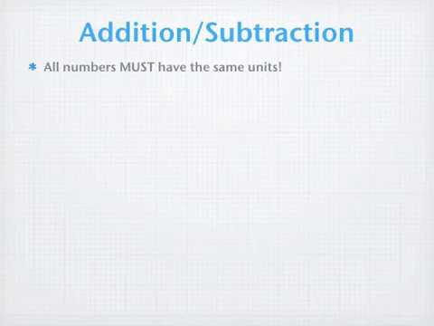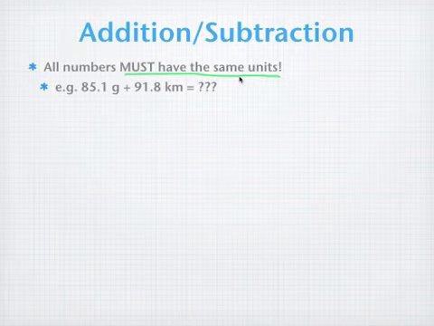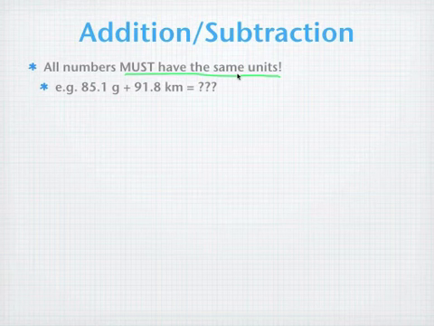With addition and subtraction, there's a different set of rules. In addition and subtraction, the first thing you have to note is that in order to add and subtract numbers, you must have the same units. For example, this makes no sense whatsoever. 85.1 grams plus 91.8 kilometers makes absolutely no sense. So we're never going to see something like this.